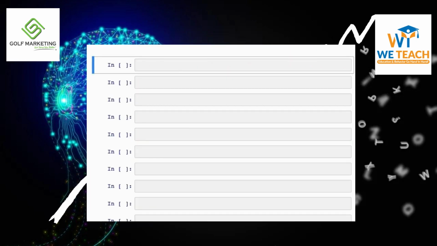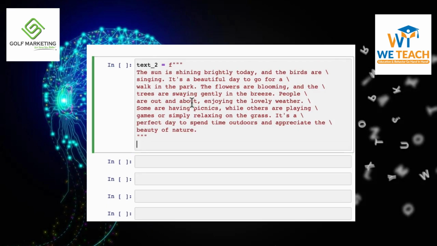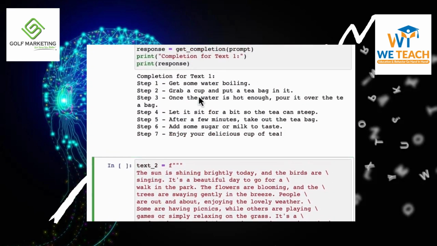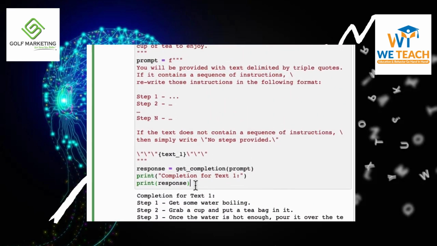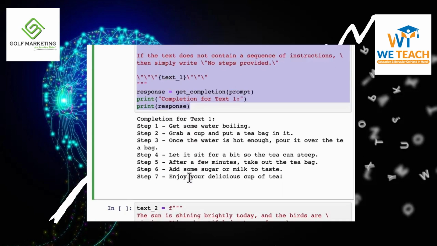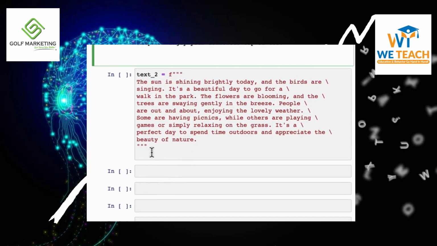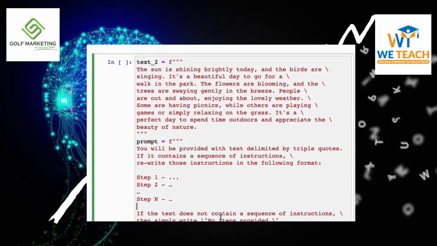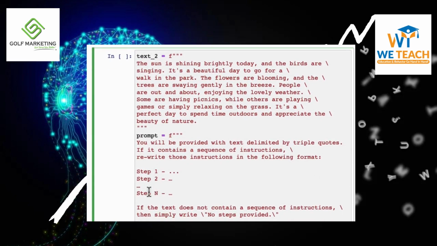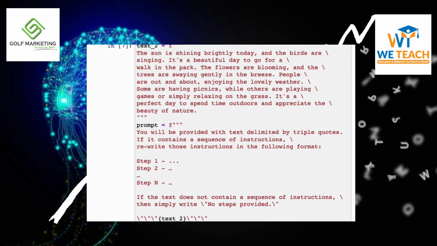So now I'm going to try this same prompt with a different paragraph. This paragraph is just describing a sunny day. It doesn't have any instructions in it. So if we take the same prompt we used earlier and instead run it on this text, the model will try and extract the instructions. If it doesn't find any, we're going to ask it to just say no steps provided. So let's run this. And the model determined that there were no instructions in the second paragraph.